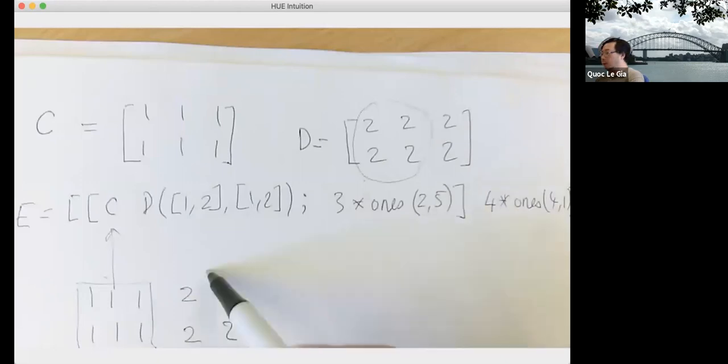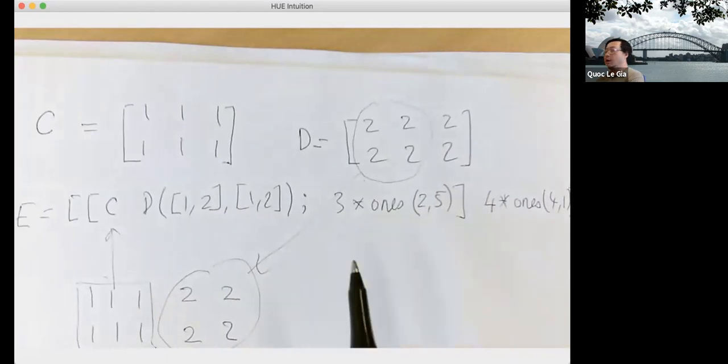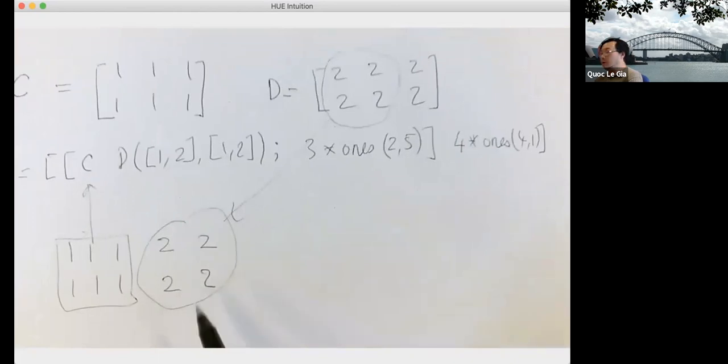And then I made the oval shape to say that it comes from here. Okay. And now you see the semicolon. The semicolon means that this one will be on top of whatever comes after this. So on top of this is a matrix of size 2 times 5. So 2 rows and 5 columns.